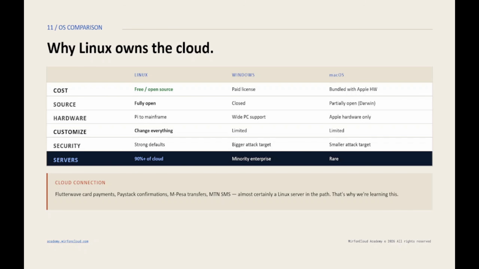Source code. Linux is fully open. Windows is closed. macOS is partially open at its core. Hardware. Linux runs on practically anything from a Raspberry Pi to a mainframe. Windows runs on most PCs. macOS only on Apple machines. Customization. Linux lets you change everything. Security. Linux has fewer attacks targeting it.